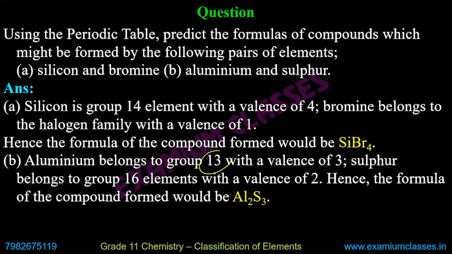Similarly, aluminum is a group 13 element, so 3 valence. Group 16 elements, 8 minus 6, 2. Then you assign cross. So sulfur valency 2, 2 aluminum atoms; aluminum valency 3, 3 sulfur atoms, Al2S3.